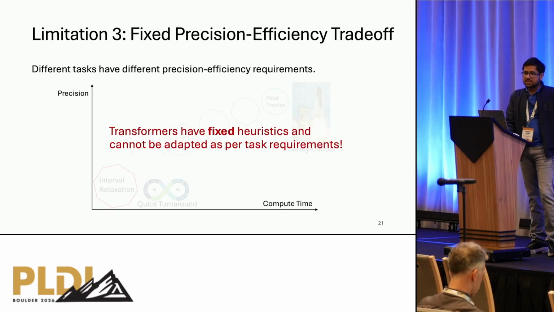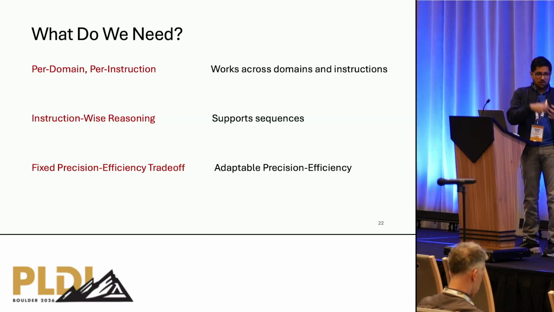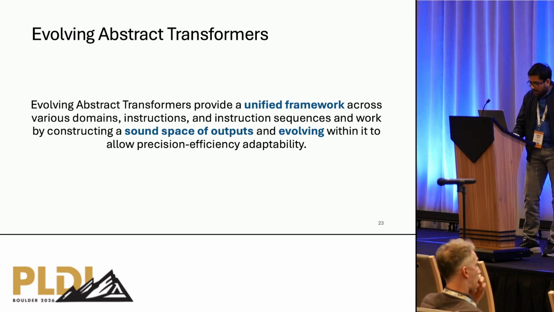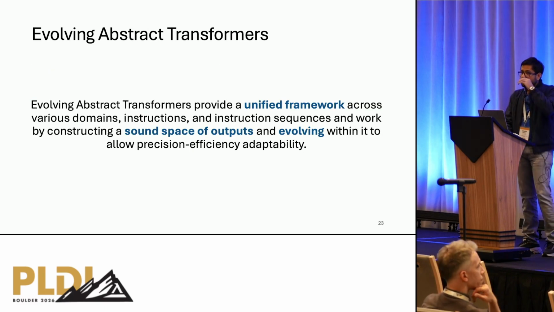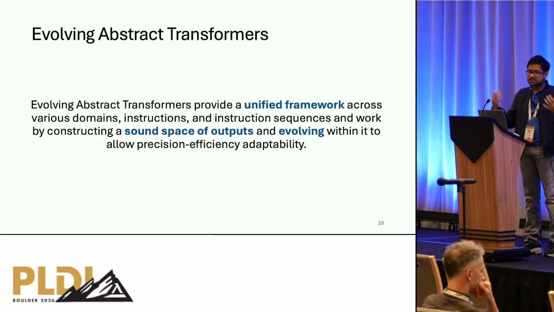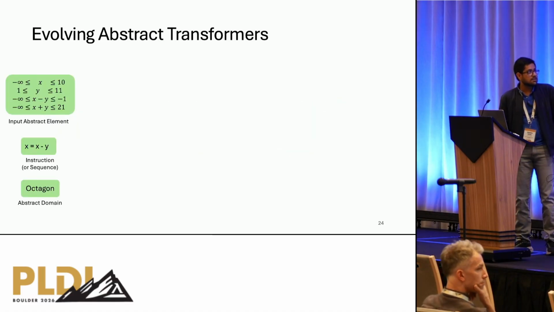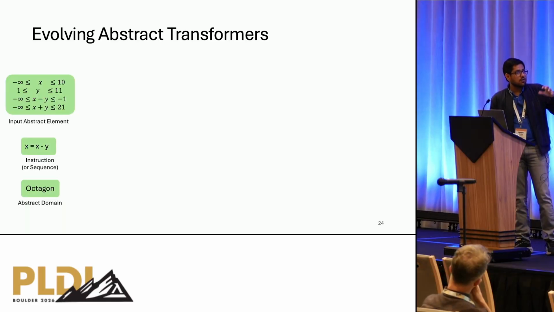So having discussed all these limitations, what do we need? Ideally, we need a framework which works across domains and instructions, is sequence aware, and also allows you to adapt efficiency and precision. And here come our evolving abstract transformers. With evolving abstract transformers, we provide a unified framework that works across domains, instructions and sequences, and they allow tasks to adapt precision and efficiency by this idea of a space of sound outputs, which we'll discuss in the coming slides.